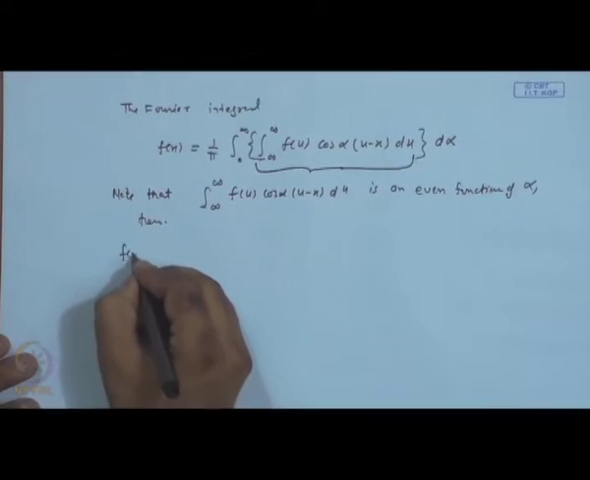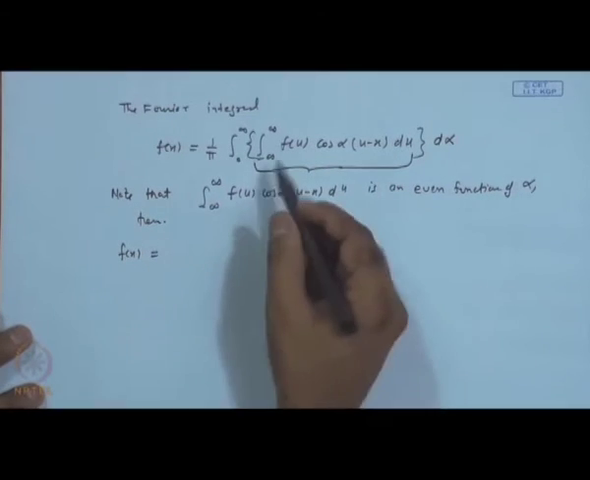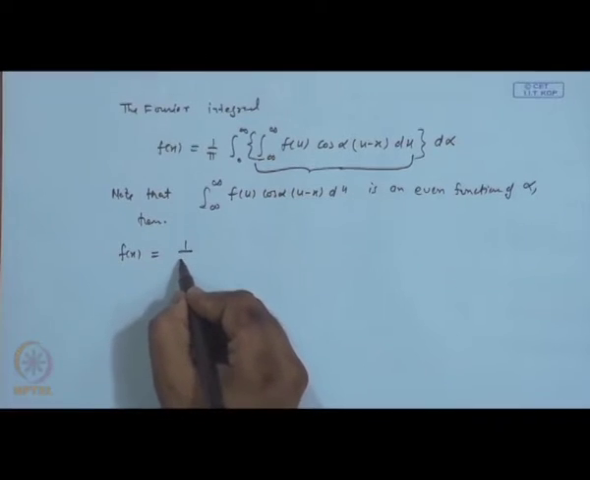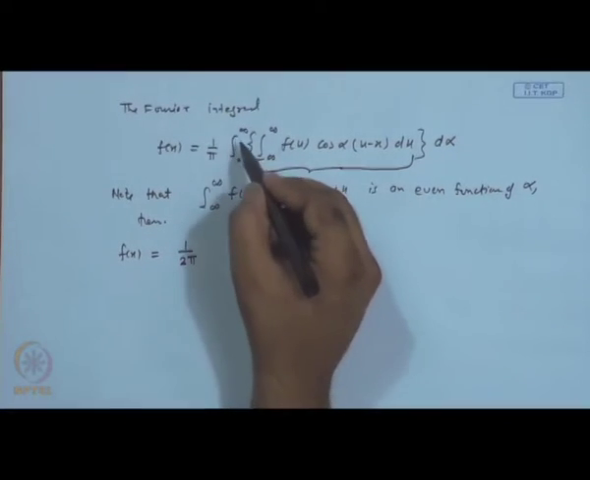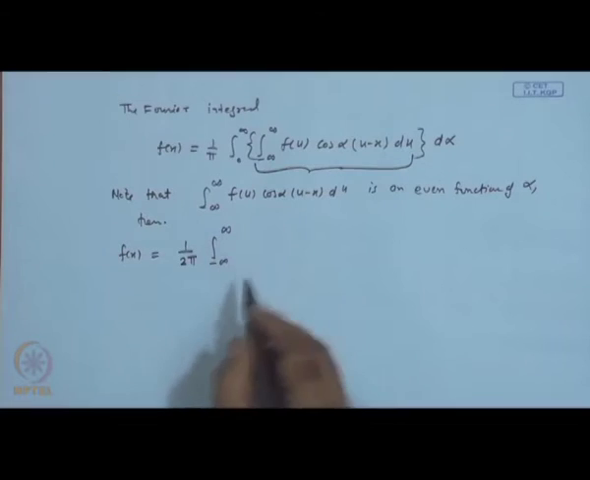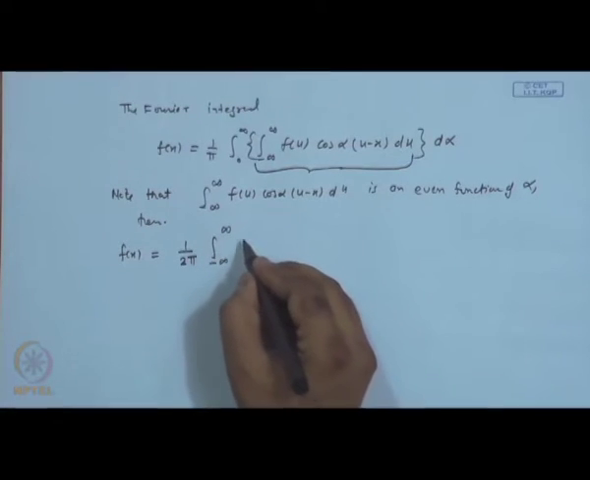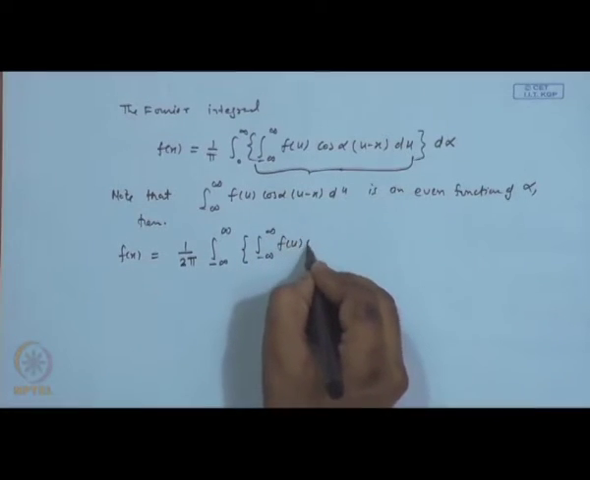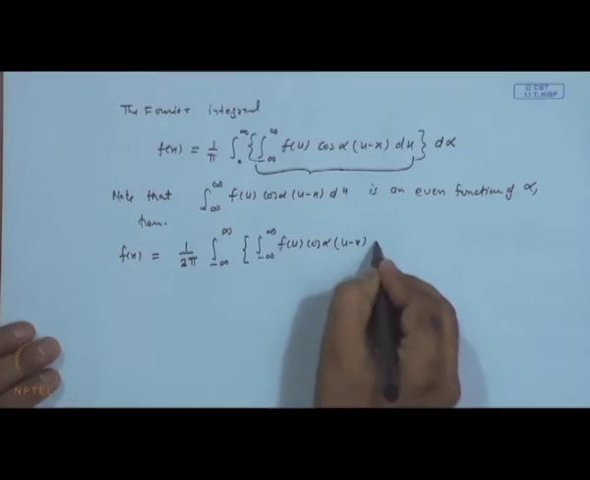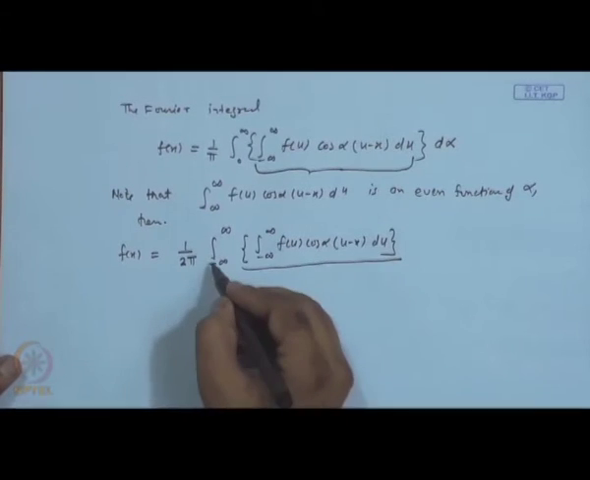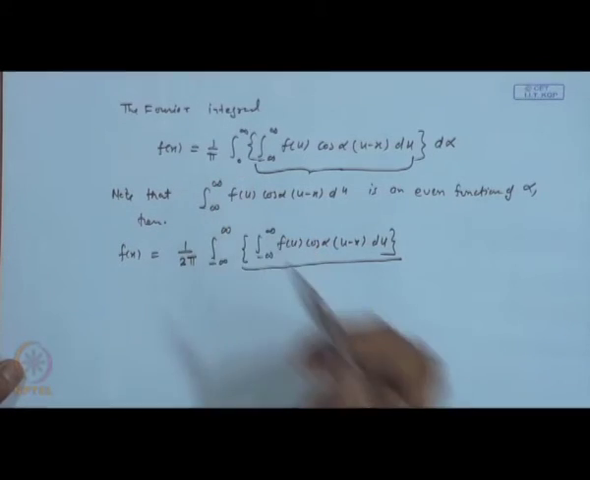Then this f(x), what we can write, we will take this 1 over 2 pi here, and instead of 0 to infinity we will put minus infinity to plus infinity, because this integrand, the integral from minus infinity to plus infinity of f(u) cos alpha (u minus x) du, is an even function. So here we have straight away the 2 times 0 to infinity, and this 2 will cancel and we will get that integral.